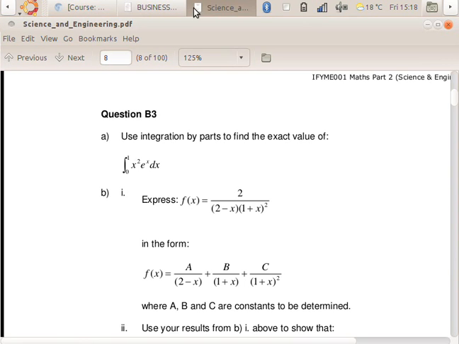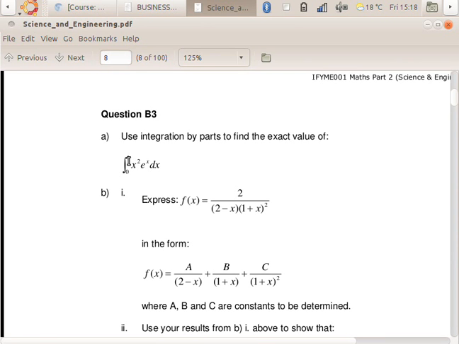Right, so first question here is integration by parts. Business students, you do integration by parts, don't you? Do you use the letters F and G, or do you use U and V? U and V. Okay. Please don't be shocked when I use F and G instead.